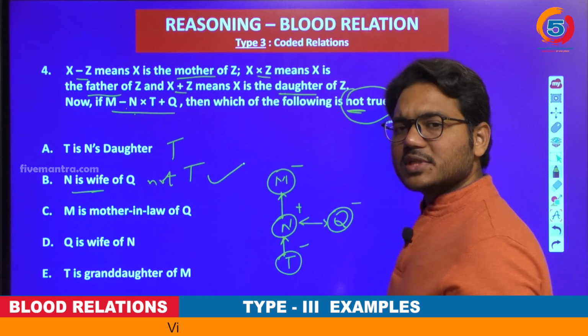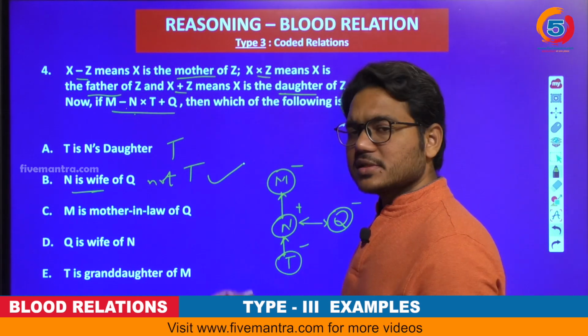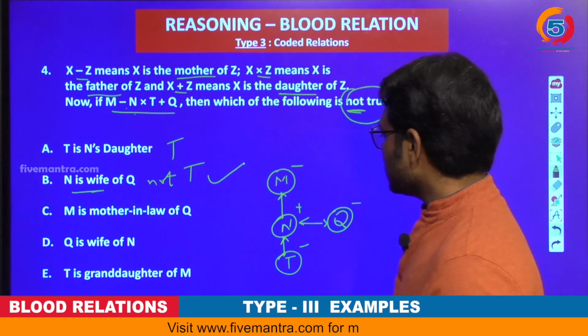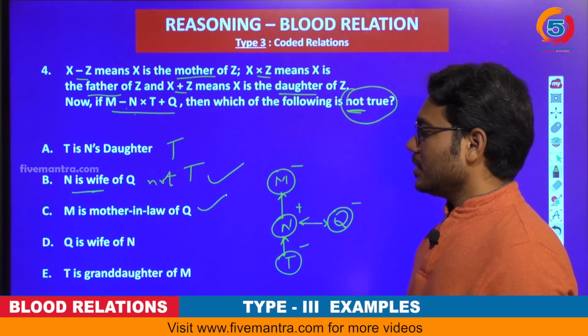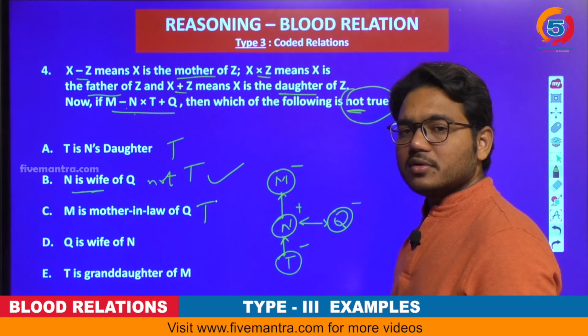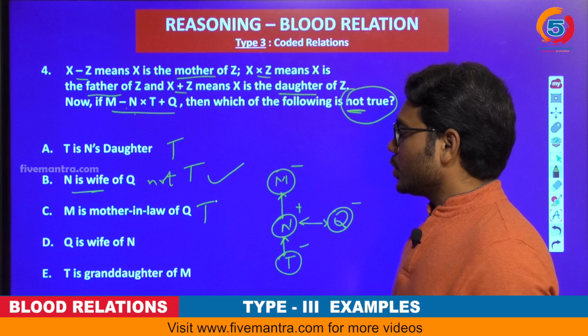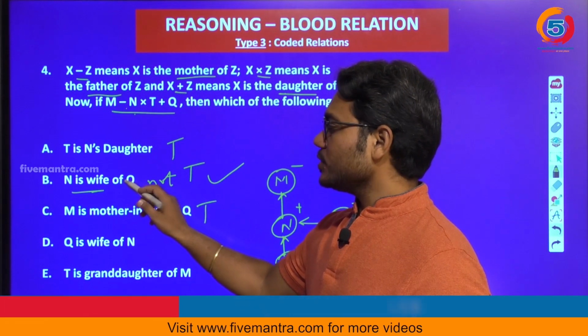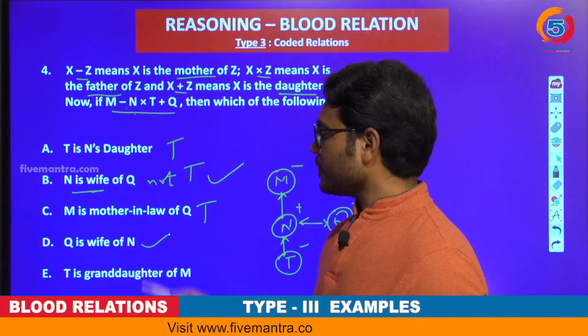Okay, now just for practice, try to understand the other options also. So M is mother-in-law of Q. Is it so? It is also correct. I mean, let us put it like this. It is also true. Then Q is wife of N. So the other way, N is wife of Q, is wrong. So obviously Q is wife of N.